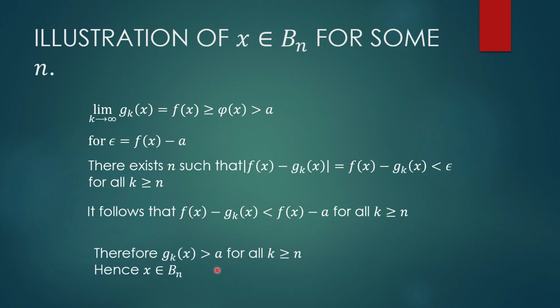So after cancellation, what do you get? gk(x) is greater than a for all k greater than or equal to n. If this condition is fulfilled for all k greater than or equal to n, then this x is a member of Bn, that is the definition of Bn. So x belongs to Bn whenever x is a member of capital Ai, that is what we conclude.